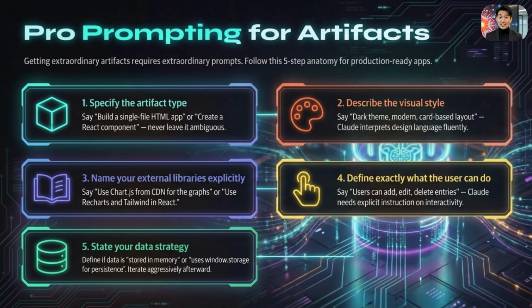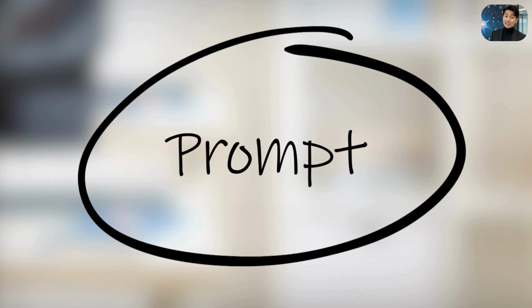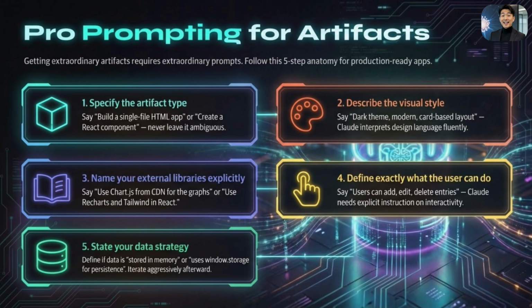Knowing that artifacts exist is half the equation. Getting great artifacts requires great prompting. Let me give you the 5-part framework I use every time. 1. Specify the type first, a single file HTML app, or create a React component. Never leave it ambiguous. Claude will make a choice, but it might not be the one you want. 2. Describe the visual style. Dark theme, card-based, modern UI. Claude interprets design language fluently.